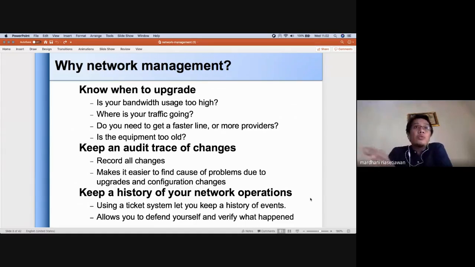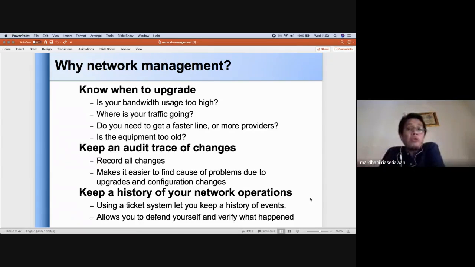So the work of network management is very complex and very challenging. We need to do something. Yeah, for example, these are several questions that we need to look at every time we do network management. The first question is to know when to upgrade the network resources. For example, is your bandwidth usage too high? So what happened? We need to take a look at the internet network monitoring to do that.